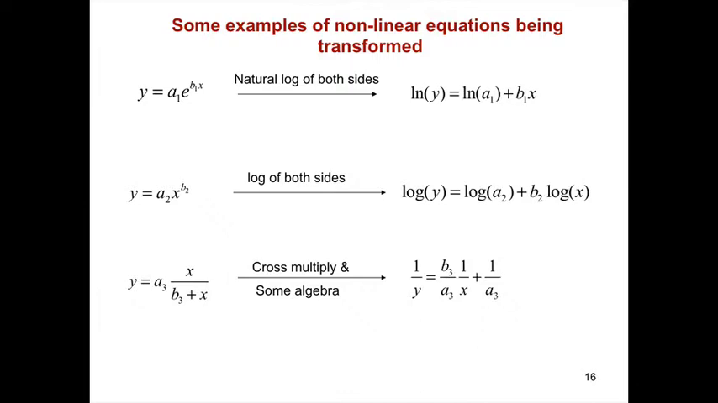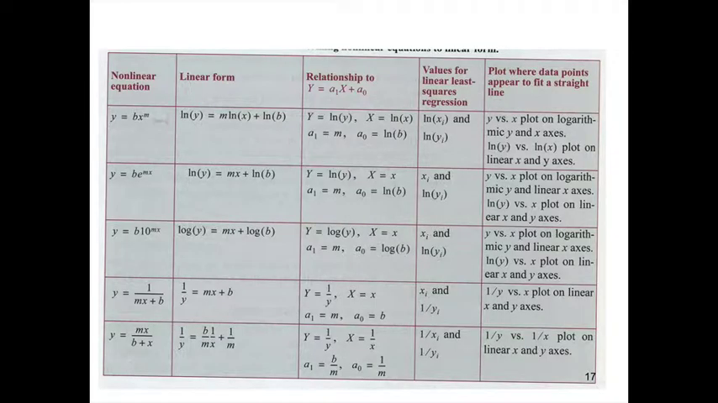So there's actually an entire list, and even this one is not necessarily super straightforward, but you could modify this to have that 1 over y is b3 over a3, 1 over x plus 1 over a3, and again, this variable and this variable, which are transformations of my original variables x and y, are linearly related. Okay. All right, so there's an entire list of suggested values, and this is the one that I just did for you.